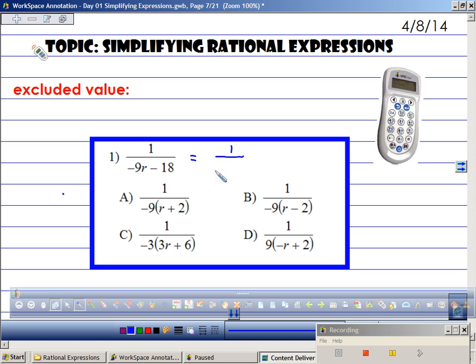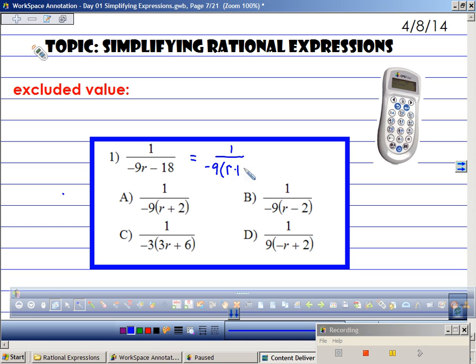What do they both have? Not just 9. They both have a negative 9. If I pull out a negative 9, what's left? If I pull out a negative 9 from 18r, what's left?